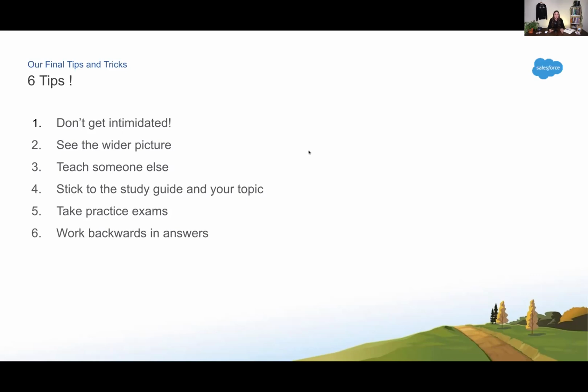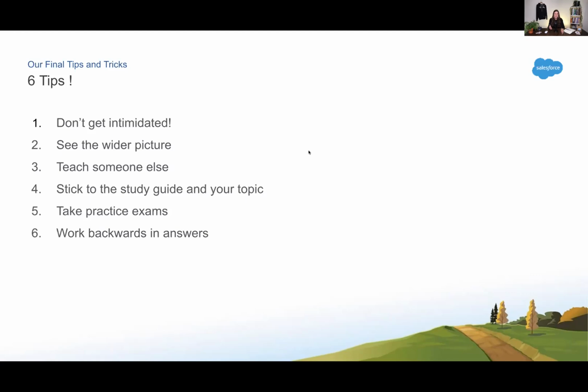Number two is to see the wider picture, not just in terms of what you're aiming for and what you're trying to achieve, but also with how Salesforce fits in a wider business setting. What is the purpose of what you're learning in a practical sense? How is it helpful? What is it that you're helping the business to do? These questions will keep you grounded and help you make somewhat abstract concepts seem easier to understand.